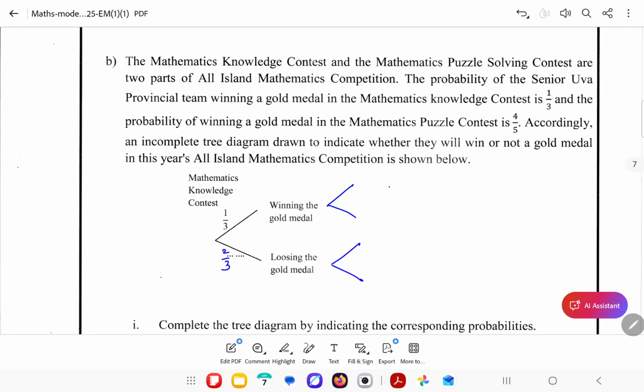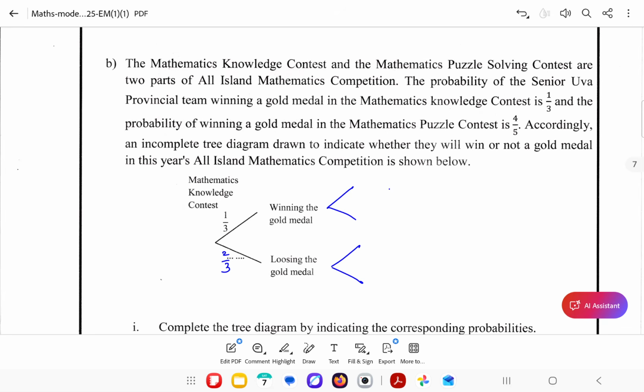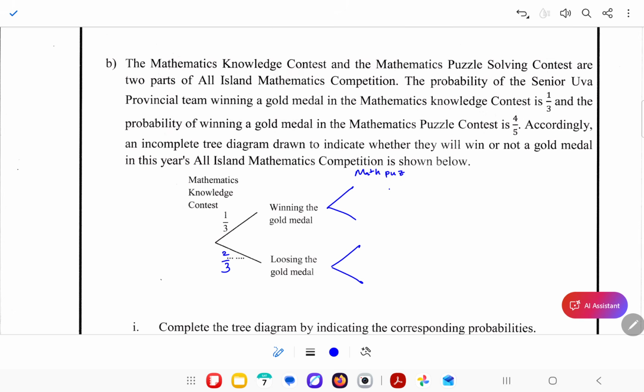Mathematics knowledge. Then this is mathematics puzzle. The probability of the senior or provincial team winning a gold medal in mathematics knowledge is 1/3. The probability of winning a gold medal in the mathematics puzzle, winning, losing, is 4/5. So then this is losing 1/5, winning 4/5, losing 1/5.